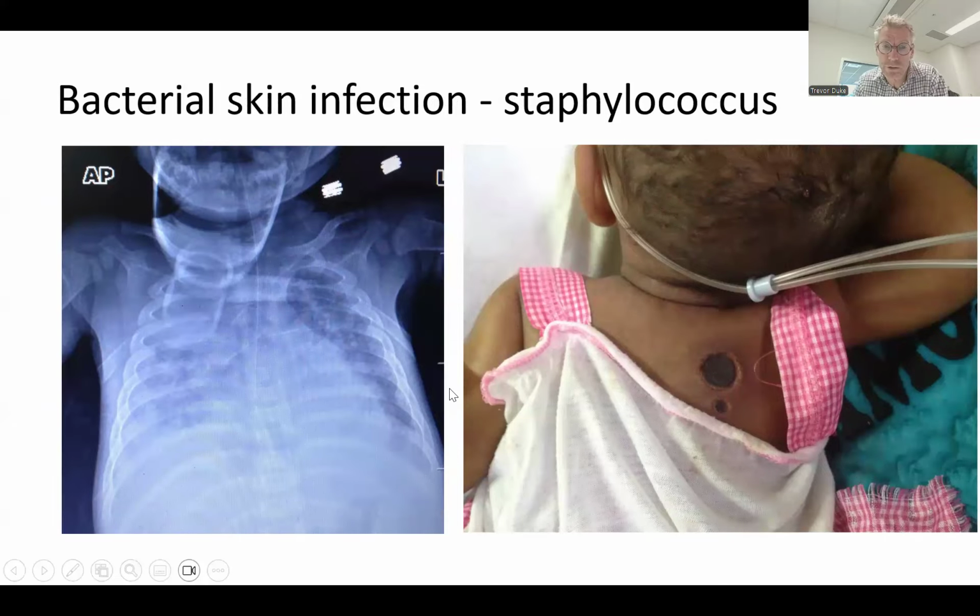Sometimes staph can cause ulceration and direct infection of the skin. I won't go through this too much, but this is a child who had severe staph pneumonia. You can see they have an empyema and skin ulceration. And that's a direct infection of the skin, as opposed to staph scalded skin syndrome, which is a toxin-mediated disease.